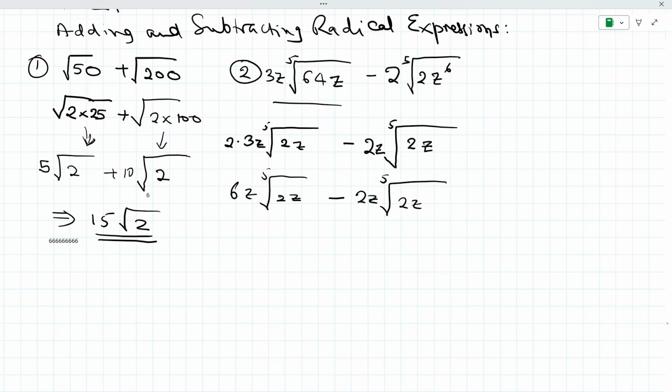So the root signs are the same. So we can say we have 6z minus 2z, which will give us 4z times the fifth root of 2z. And that gives us our final answer.